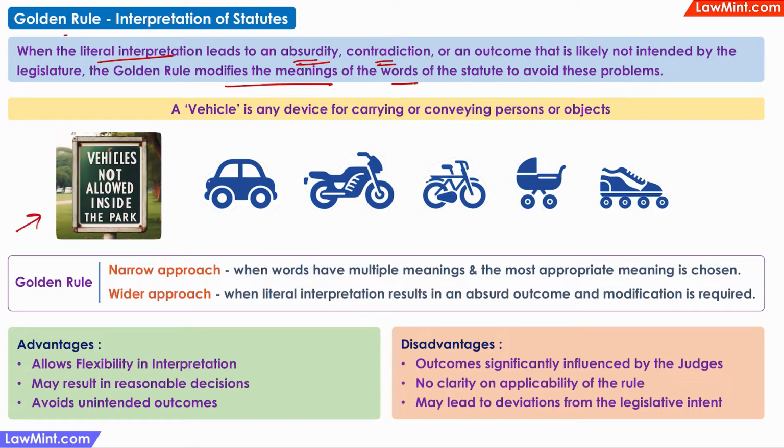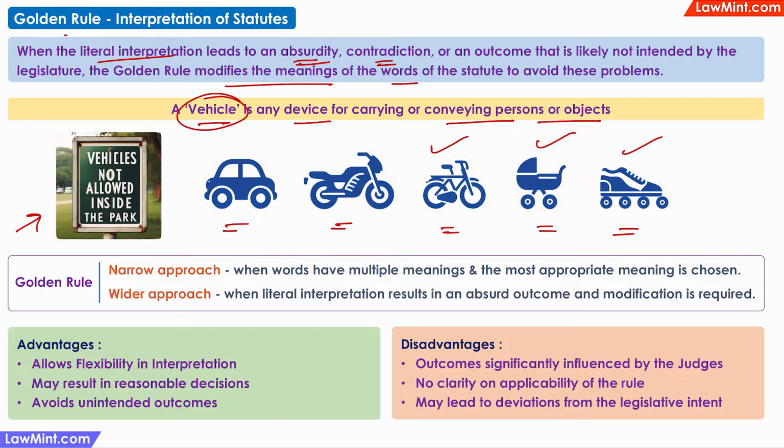For example, if there is a law which says that vehicles are not allowed inside a park, the word vehicle can refer to any device that is used for carrying or conveying persons or objects. So technically, not only cars or motor vehicles, but even bicycles, prams and roller skates are called vehicles. Since the literal interpretation will lead to an absurd outcome, the judge can use the golden rule to interpret the term vehicles. And the judge can decide that the word vehicle as used in this statute means motor vehicles, and therefore allow bicycles, prams and roller skates to be used inside the park.